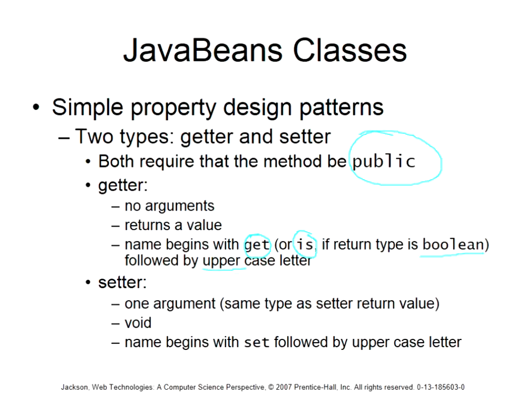The name is followed by an uppercase letter. For example, String getWelcome. This is an example of a getter method. Setter: one argument, with the same type as the property, returns void, and the name begins with set, followed by an uppercase letter. Is it clear?